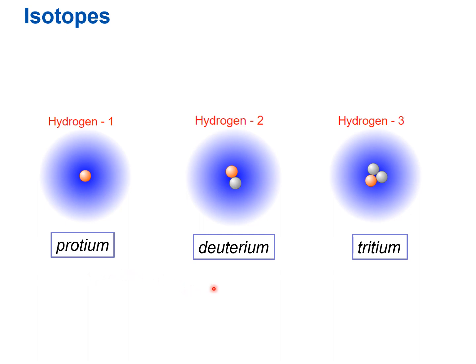But if we add a neutron, now we have a mass of 2. So it's called hydrogen 2, and its nickname is deuterium. And then if we add 1 more neutron, we have hydrogen 3. Its nickname is tritium. So all of these are isotopes of hydrogen.